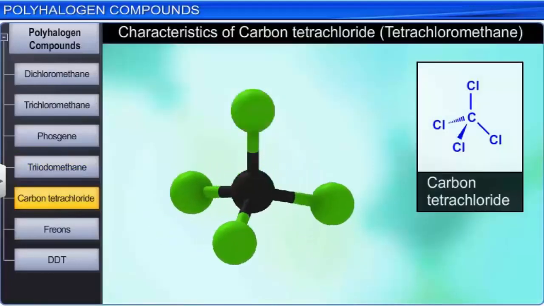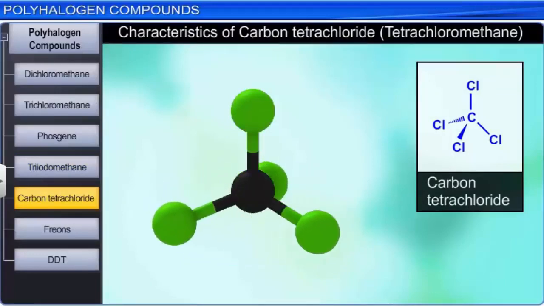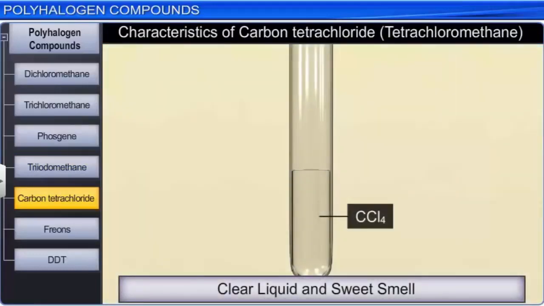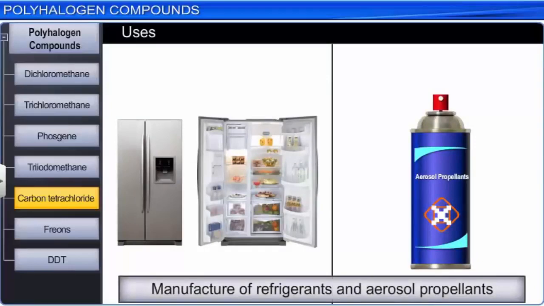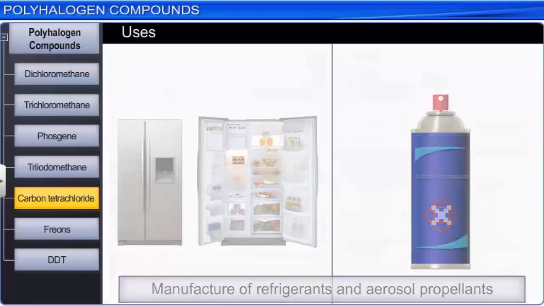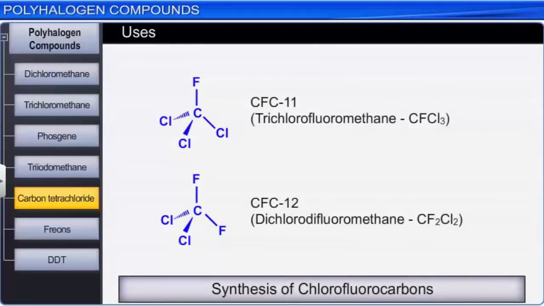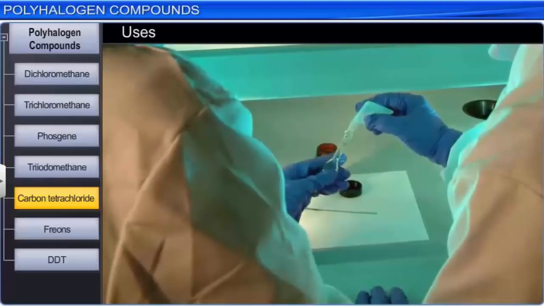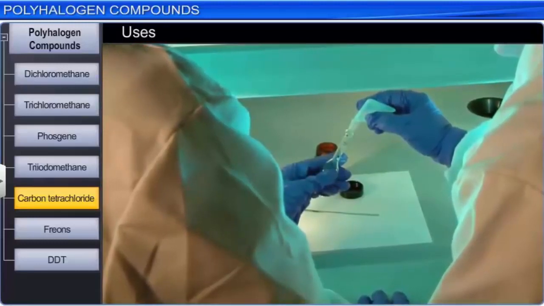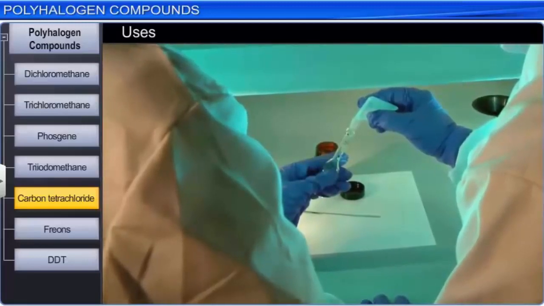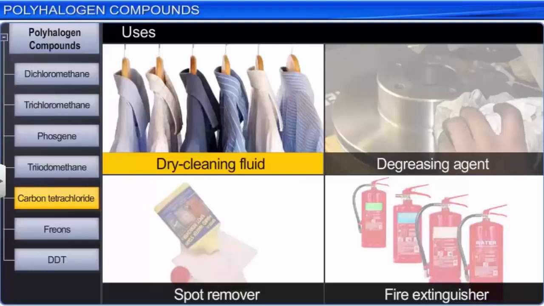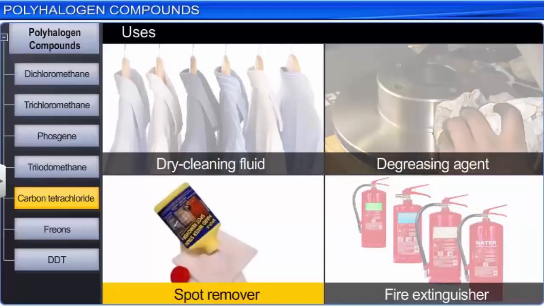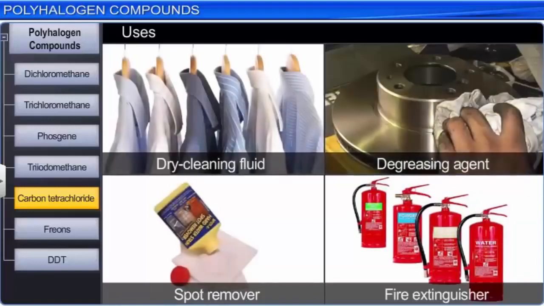Carbon tetrachloride, or tetrachloromethane, is a clear liquid with a sweet smell. Carbon tetrachloride has a variety of uses, including in the manufacture of refrigerants and aerosol propellants. It is used in the synthesis of chlorofluorocarbons. It is widely used as a solvent. Due to safety concerns, many chemists prefer to use other solvents. In the past, carbon tetrachloride was used as a dry cleaning fluid, a degreasing agent and spot remover, and also as a fire extinguisher. These uses have been generally phased out to minimize health risks.